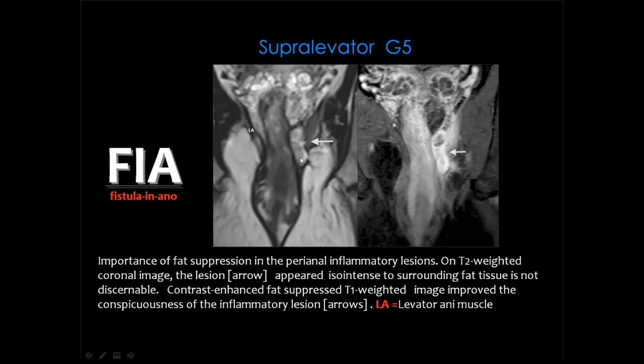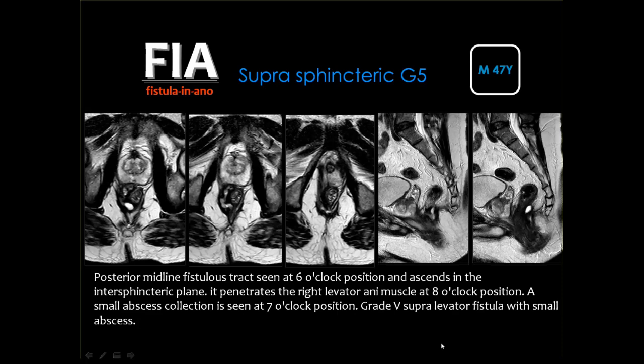And then this is another example of supralevator fistula, and here is the level of the levator ani, and you can see that the lesion extends above the levator, surrounded by extensive inflammatory material. Another example of the supralevator fistula, and here you see the fistula tract with a right branch between the sphincters. Then if you follow the fistula in the sagittal image, you can see that there is a part of the fistula tract crossing the levator, and this part is above the levator.